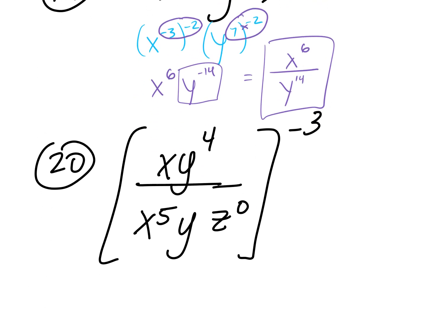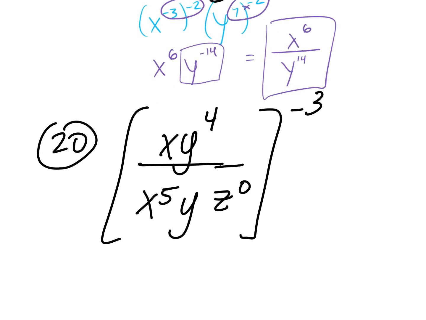All right, now lastly, let's look at 20. What should we do first? We can distribute. What else could we do? We can get rid of z. That works. Z to the power of 0 is just 1, so it goes away. A lot of people on the quiz changed it to z to the power of 1, but it's not z to the power of 1. It's just the number 1. So if it has the exponent of 0, it goes away. What else can we do?